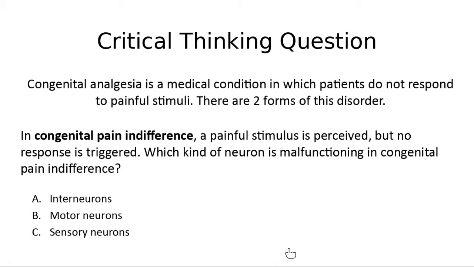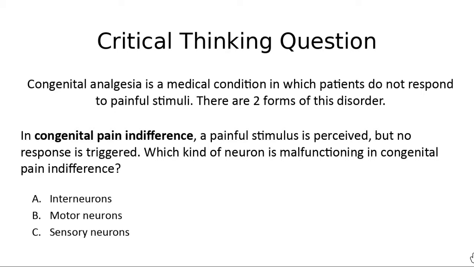Second form of congenital analgesia is called congenital pain indifference. When we talk about congenital pain indifference, we do perceive that painful stimulus, but we don't respond to it.